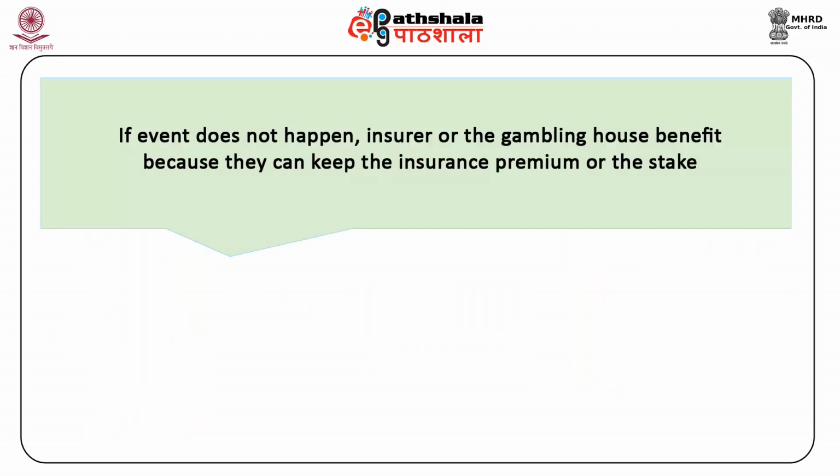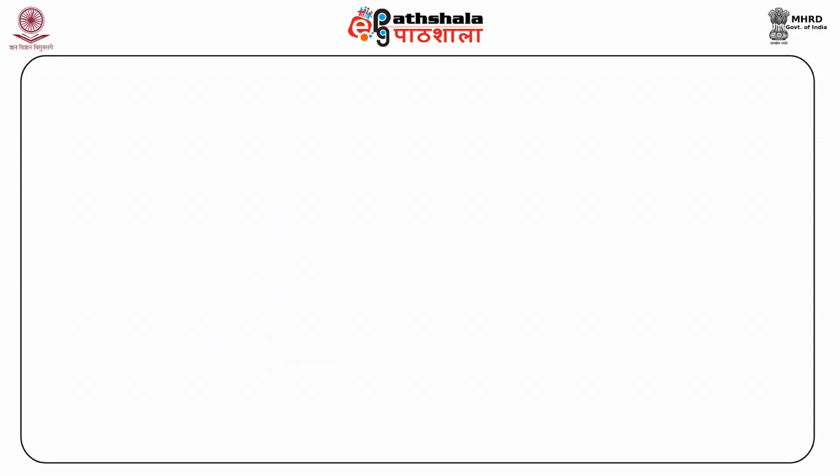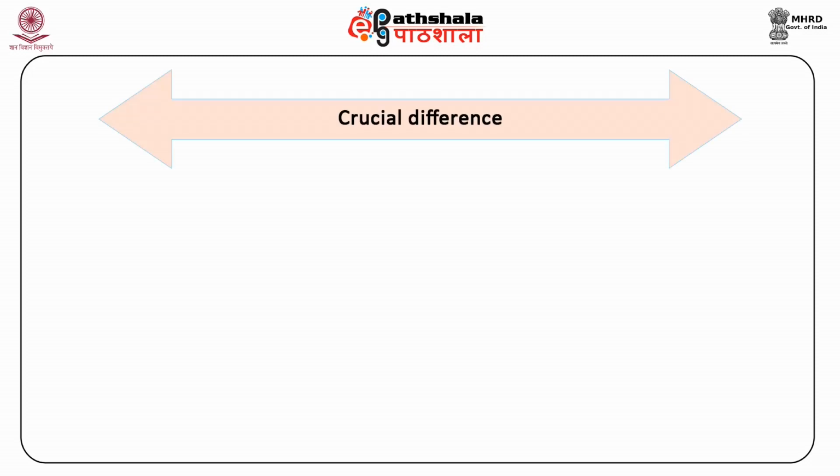If that event does not happen, the insurer or the gambling house benefit because they can keep the insurance premium or the stake as the case may be. If that event does take place, the insured gets the promised compensation and the gambler gets the winnings. This is where the two acts seem to be similar. There are, however, crucial differences.